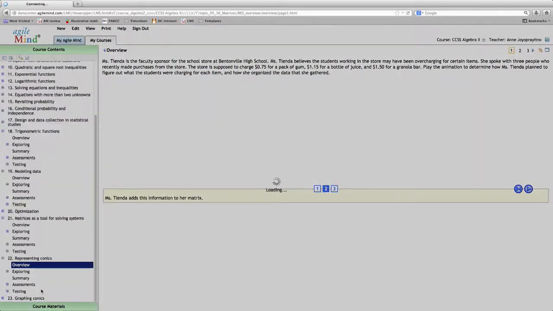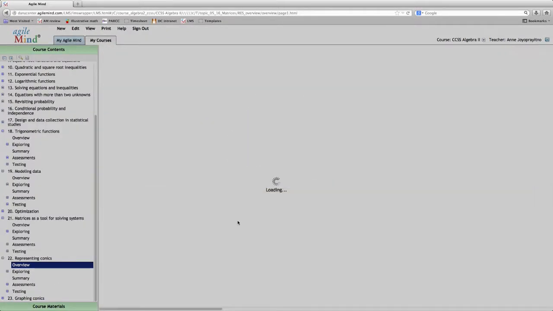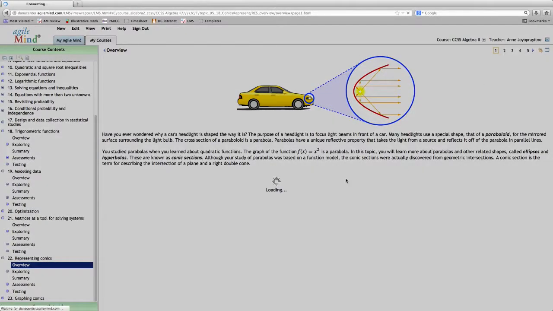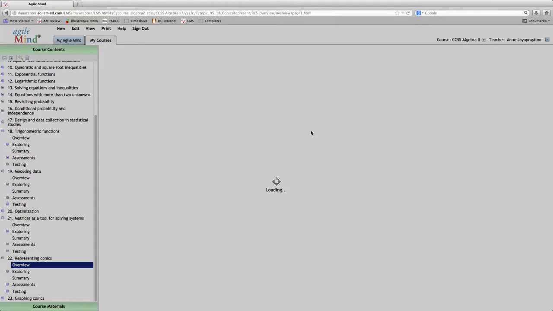Topics 22 and 23 look towards relations that are not functions. Conic sections are explored first from a geometric perspective and then from an algebraic one.